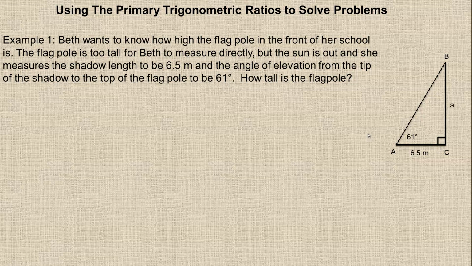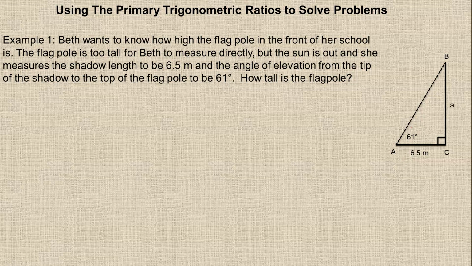And the angle of elevation from the tip. So if she goes here and measures the angle of elevation right up to the top of the pole, that's the tip of the shadow on the ground, and she measures that to be 61 degrees. And the question is, how high or how tall is the flagpole? So we know this side and of course the 61 degree angle. So let's label sides here.